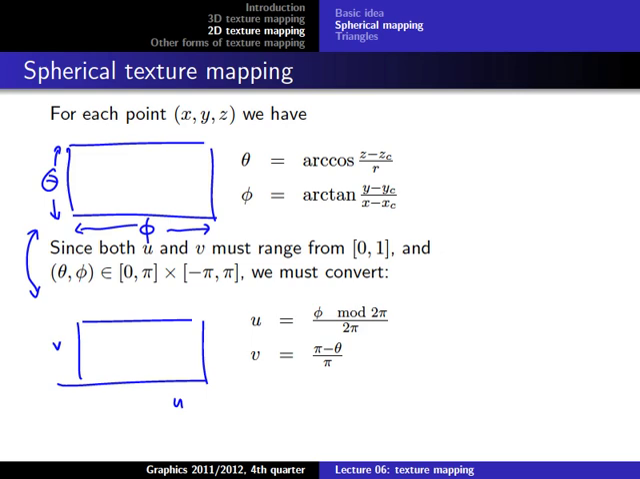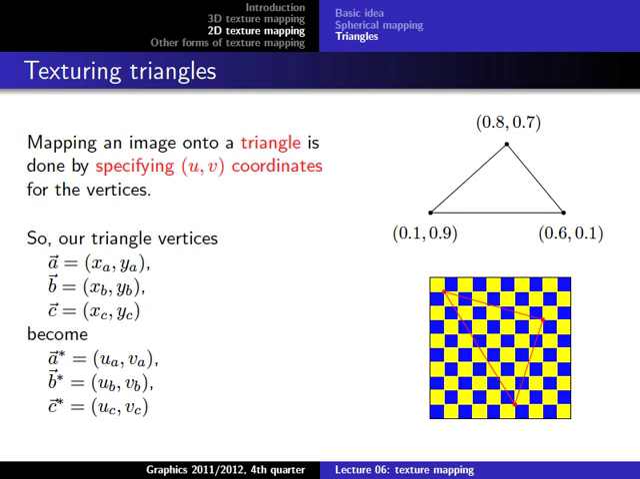So if we have a point that is defined by the angles, you can calculate the corresponding texture value from the texture map by using this relationship. That is pretty straightforward because we have this parametric representation.